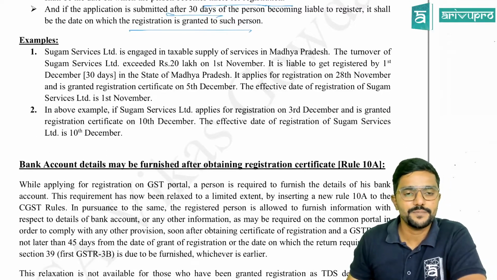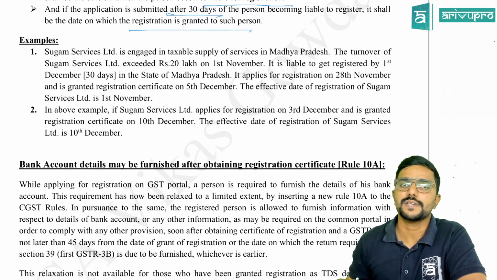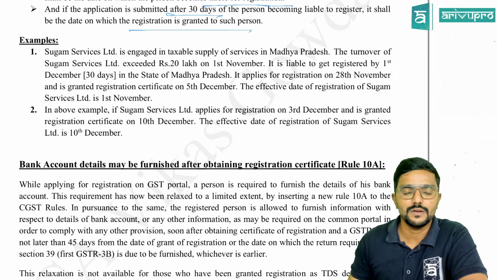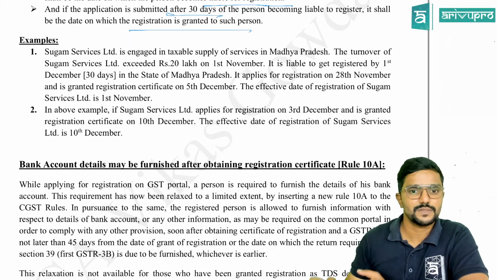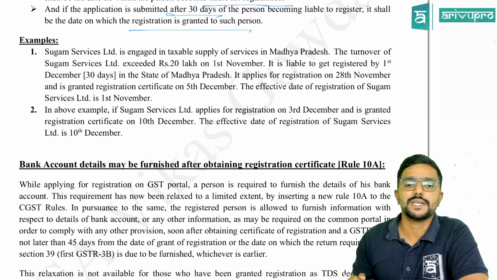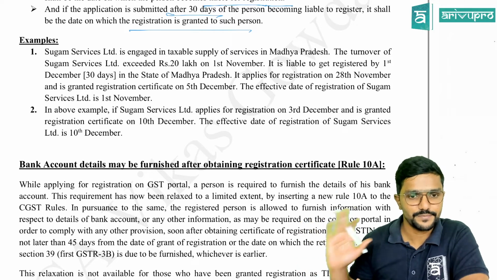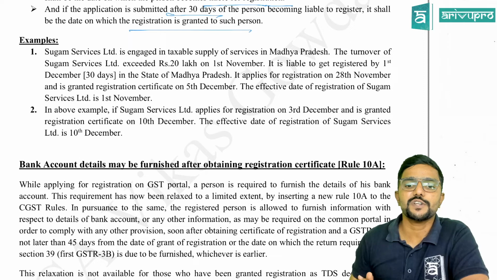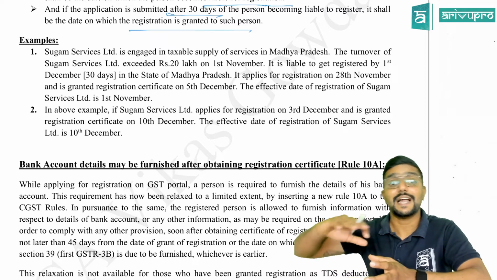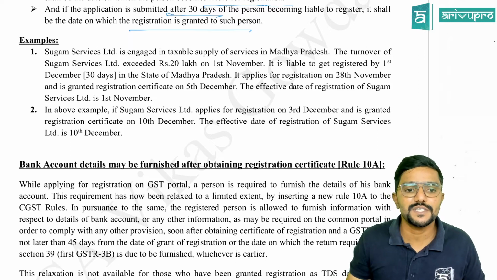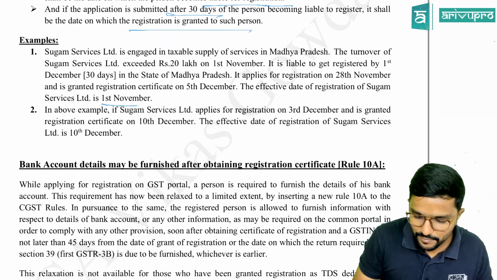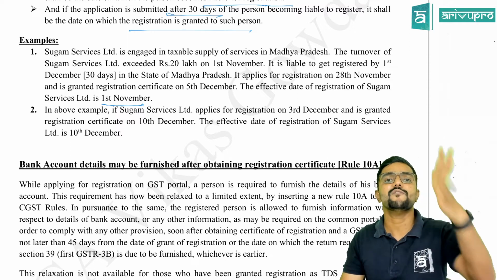Sugam Services Limited is engaged in taxable supply of services in Madhya Pradesh. The turnover of Sugam Services Limited exceeded 20 lakh on 1st November. It is liable to get registered by 1st December. That is within 30 days, in the state of Madhya Pradesh. Means he has to apply by 1st December. Okay. It applies for registration on 28th November and is granted registration certificate on 5th December. Registration is granted after 30 days. But when did you apply? Within 30 days. So the effective date of registration of Sugam Limited is 1st November. That is the date on which he was liable for registration.